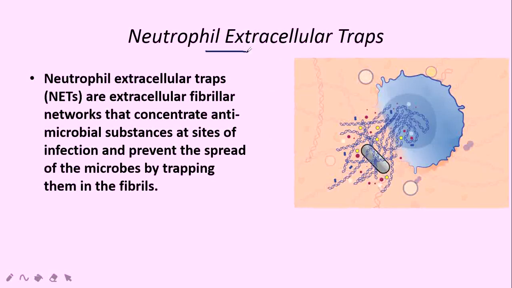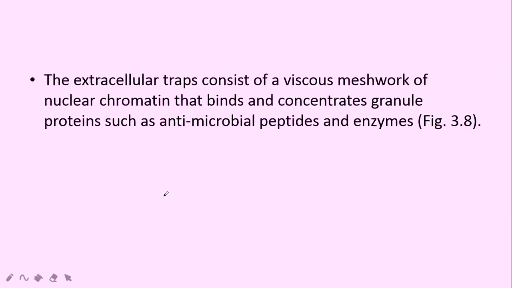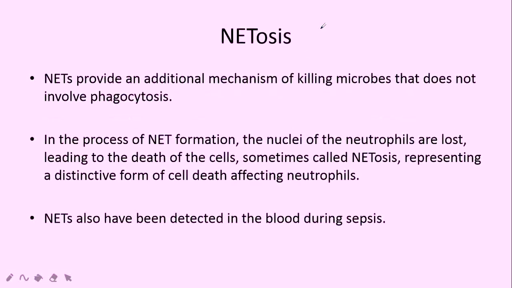Now, neutrophil extracellular traps. It is basically an extracellular fibrillar network that concentrates the antimicrobial substances at the site of infection, and therefore it prevents the spread of microbes by trapping them in the fibrils. It consists of a viscous meshwork of nuclear chromatin that binds and concentrates proteins like microbial peptides and enzymes.